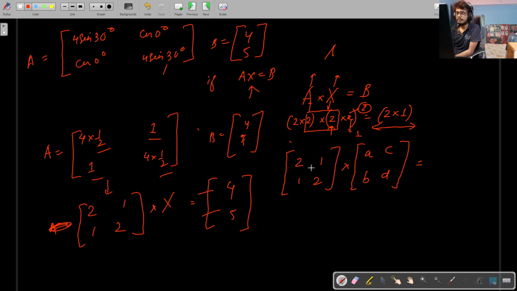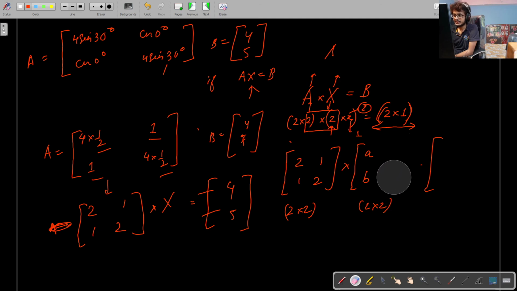Now what will be the order of the matrix if I multiply these two? If I multiply a 2 by 2 matrix with a 2 by 2 matrix, what will be the order of the matrix that I get? Yes, exactly, 2 by 2, but we don't have 2 by 2 here. What do we have? 2 by 1. Exactly, so X will also be a 2 by 1 matrix.